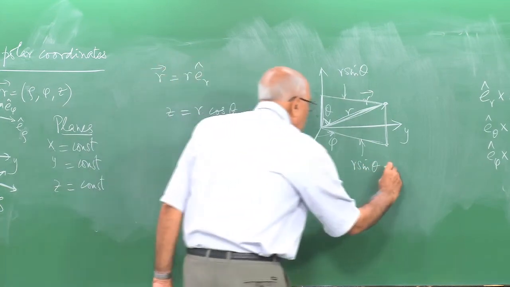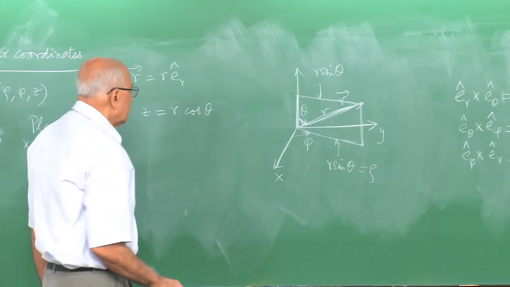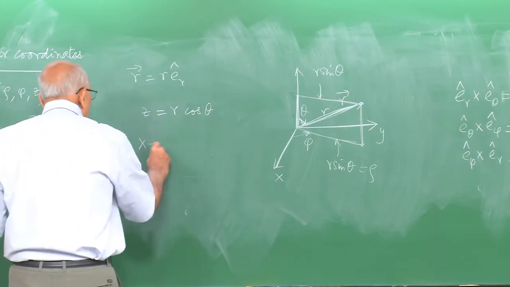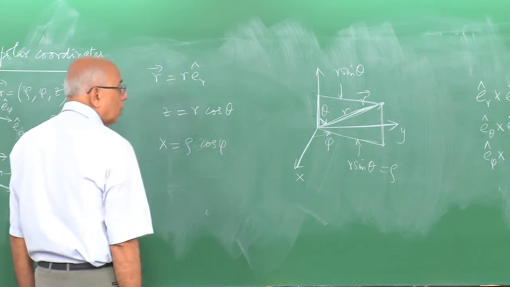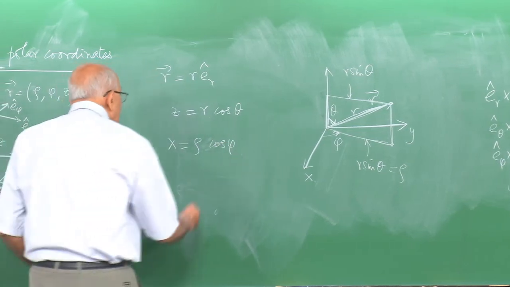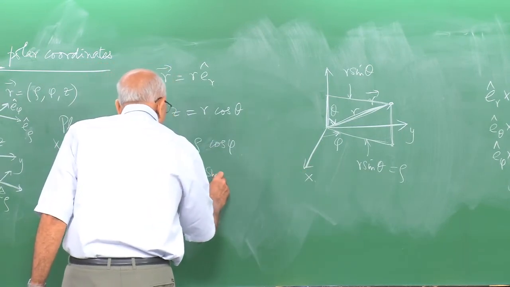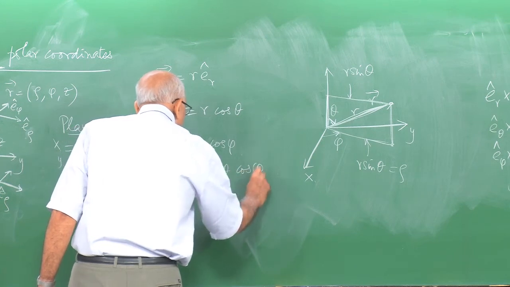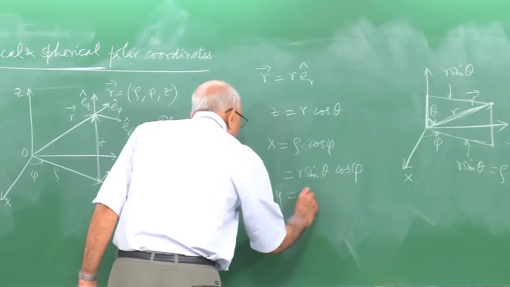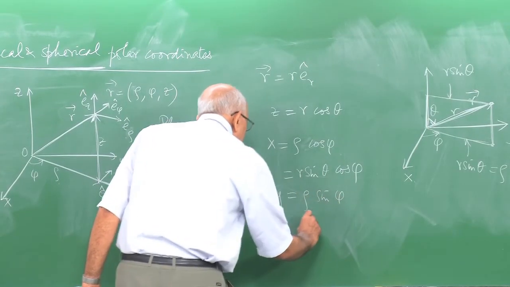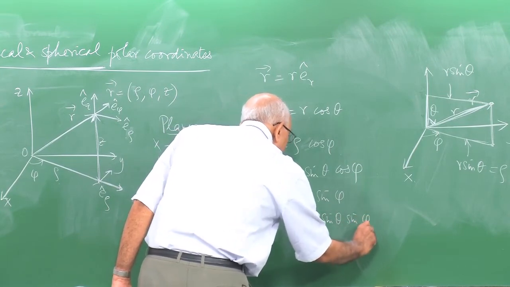But that's what we call rho, the distance in the xy plane to this point of projection. So x was equal to rho cos phi. We already know that from plane polar coordinates. But rho cos phi is the same as r sine theta cos phi. And similarly, y was equal to rho sine phi, that's equal to r sine theta sine phi.